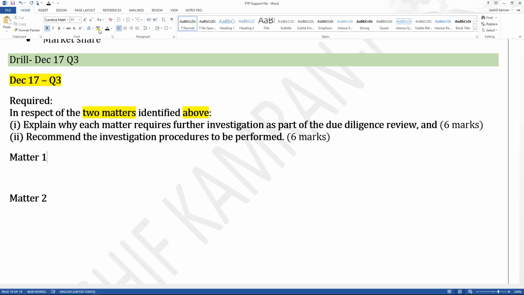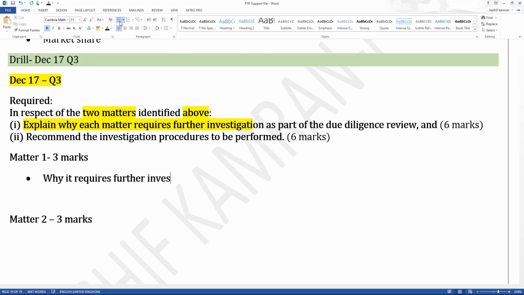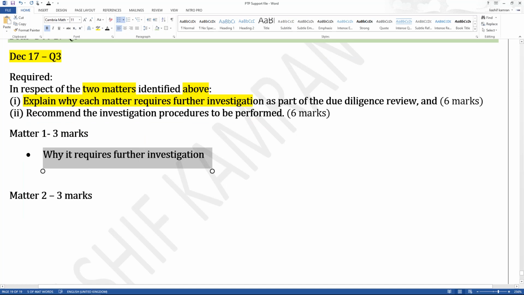So we have 6 marks. So will I give 3 marks to the matter 1 and will I give 3 marks to the matter 2? Because in the first requirement, explain why each matter requires further investigation is worth 6 marks. So you are understanding the split 3 and 3? So why each matter requires further investigation? Matter number 1, why it requires further investigation. And the same, why it requires further investigation, matter number 2.